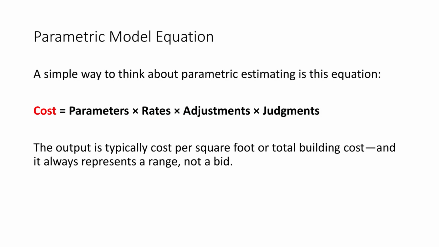A simple way to think about parametric estimating is this equation. Cost equals parameter times rate times adjustments times judgment. The output is typically cost per square foot or total building cost, and it always represents a range, not a bid.